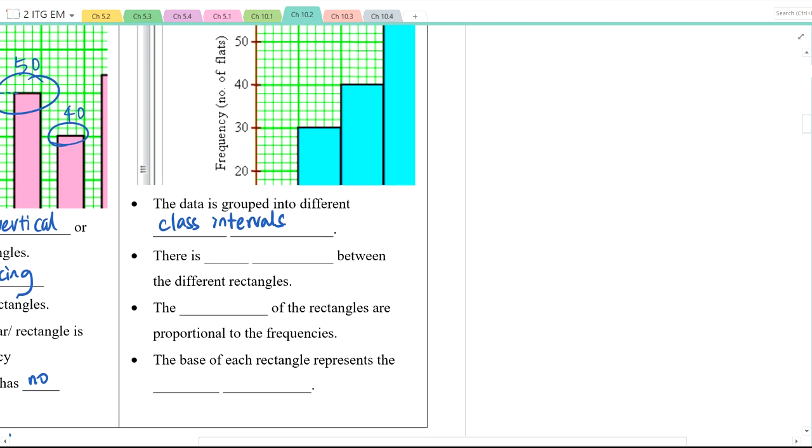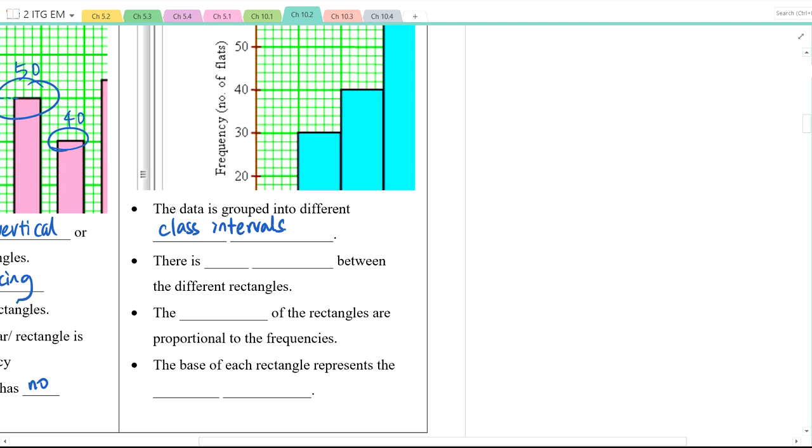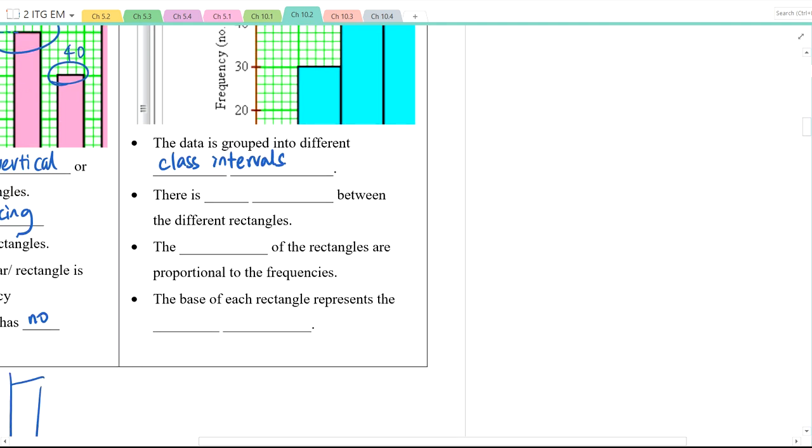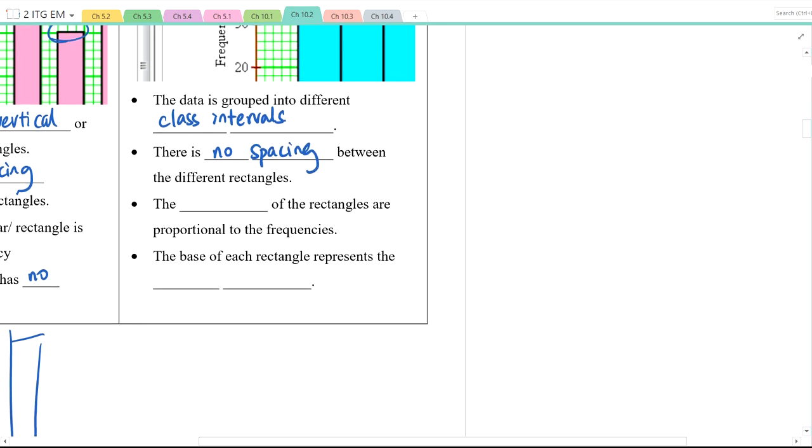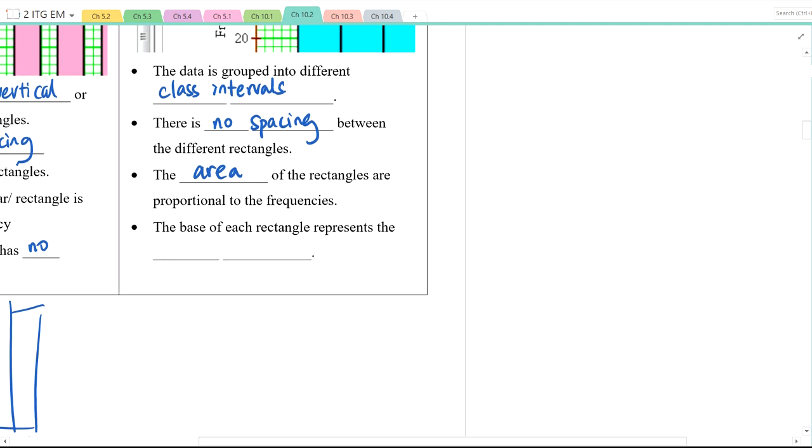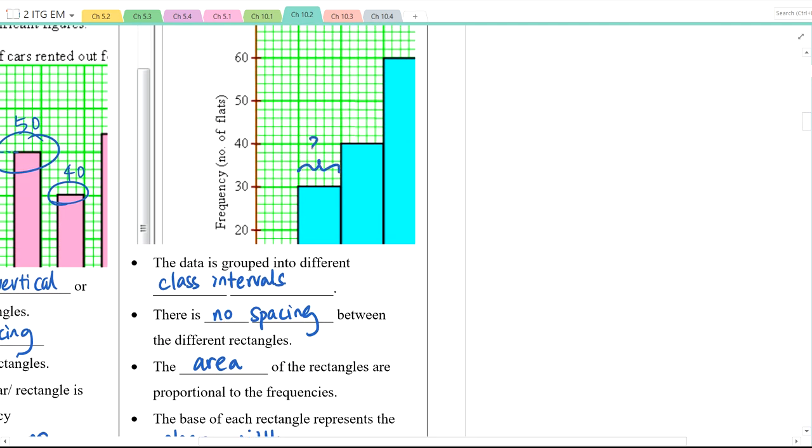According to our notes, the first class interval, the number of pads, is from 0 to 2. The next class interval is from 2 to 4. Next class interval from 4 to 6, and so on. We also note that there is no spacing between the different rectangles. This time the area of the rectangles are proportional to the frequency, and the base of each rectangle represents the class width. So over here we've got a class width of 2, class width of 2, class width of 2.